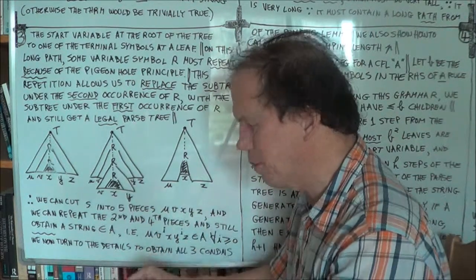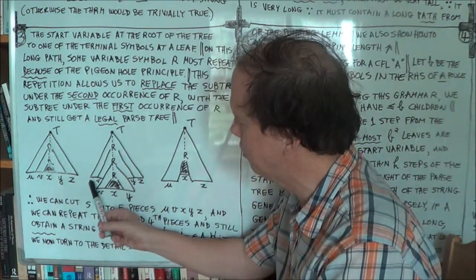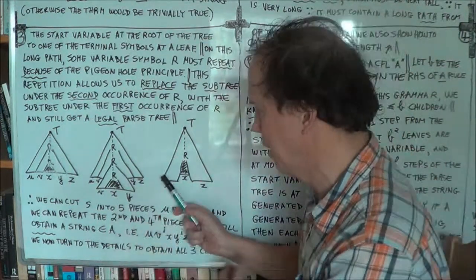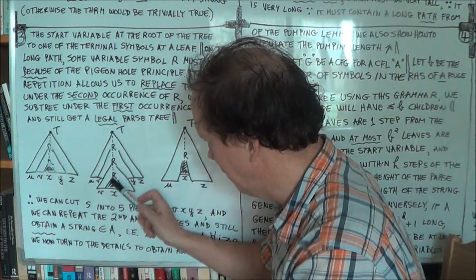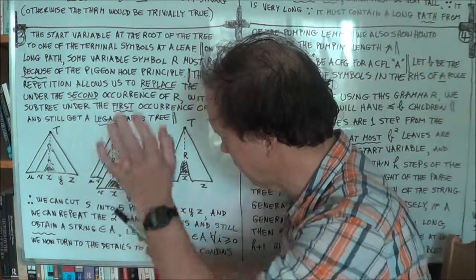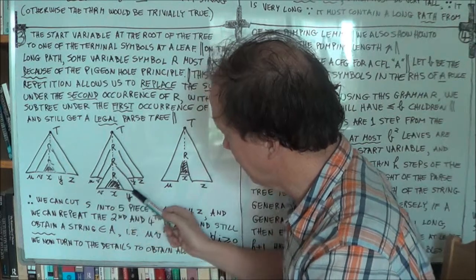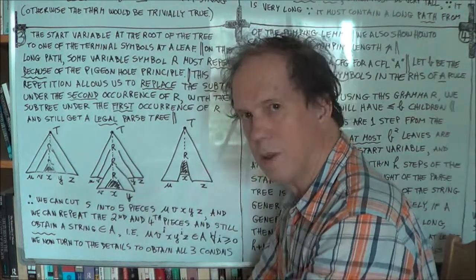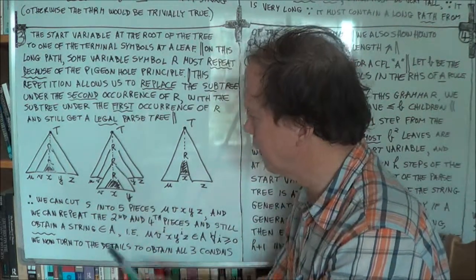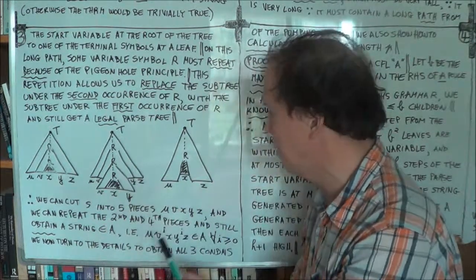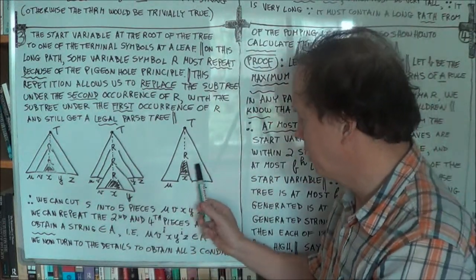Now we can keep going. We could create a string that's u, v, v, v, x, y, y, y, z. How to do that? Well, you take this little subtree here, throw it away, and replace it by this larger subparse tree. So then you'd get 3 v's and 3 y's and so on. Get the idea? Alright, well we've dealt with that case.